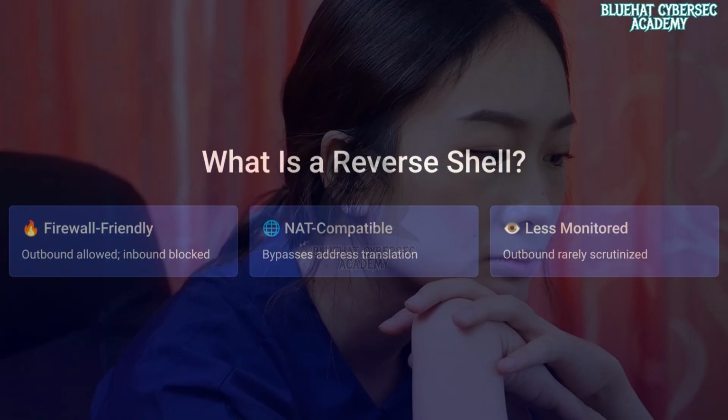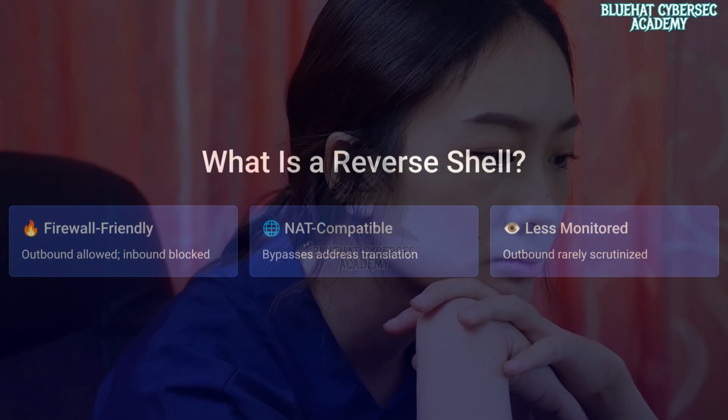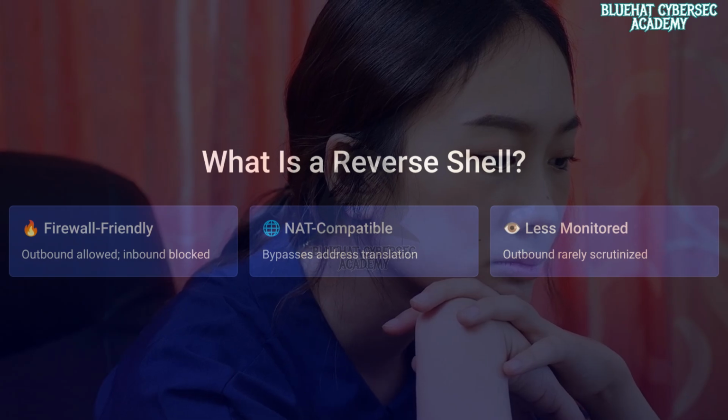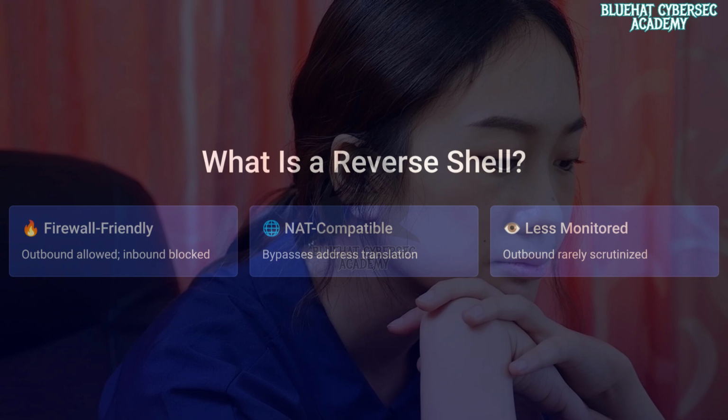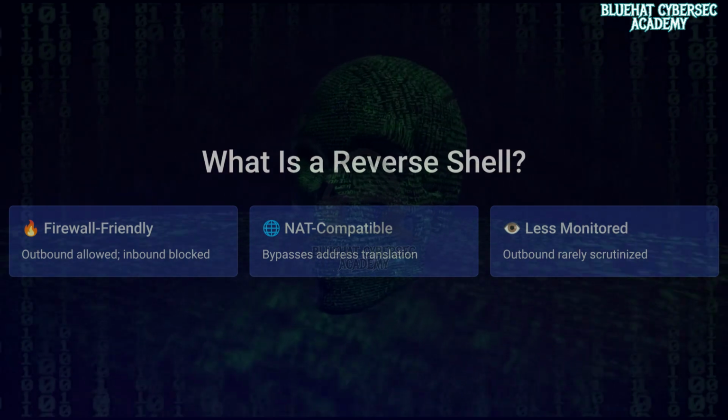First, firewalls typically block incoming connections but allow outgoing traffic. Second, network address translation makes direct inbound connections extremely difficult. And third, outbound connections are often not monitored as strictly in poorly secured environments.